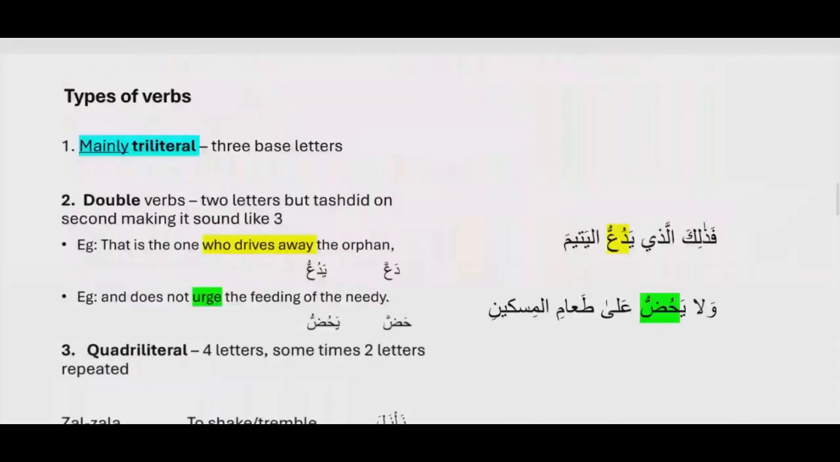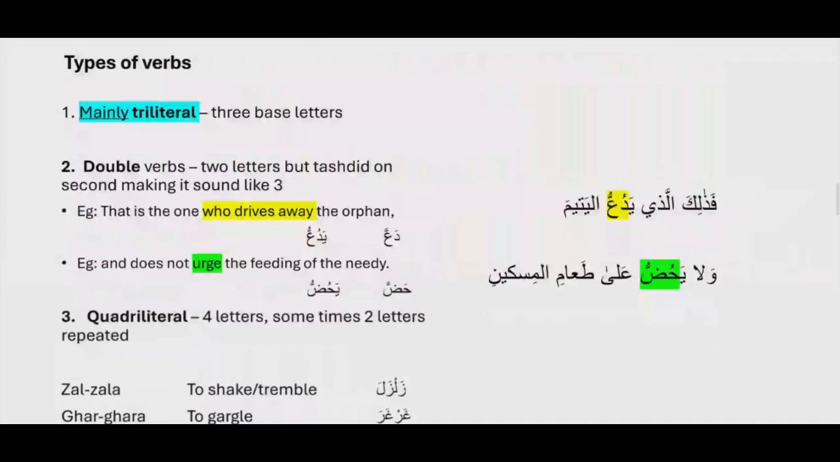Normally you get 3 types of verbs: triliteral, which is 3 letters. And this is also for the use of a dictionary. I told you, you must always look for 3 base letters. Then you have double verbs, where the second letter is doubled with the tajdeed coming in, and that tajdeed doubles the letter. Yadu is an example of past tense and present tense of a double verb. Same like hodda, yuhoddu. And then quadrilateral is where there are 4 letters, right? Zalzala, gharghara, examples of 4-letter verbs.